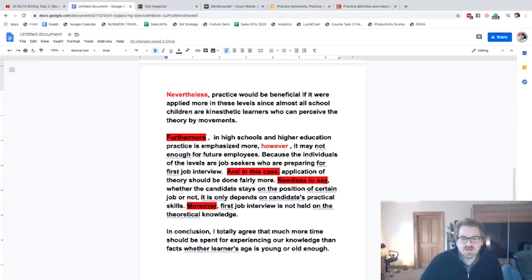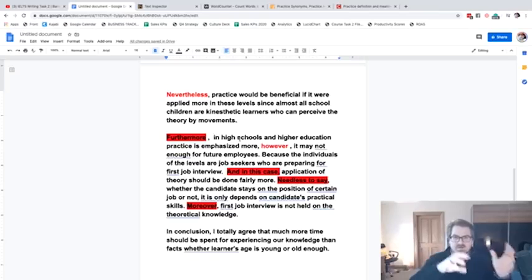However, it may not enough for future employees. Because the individuals of all levels are job seekers who are preparing for first job interview, and in this case, application of theory should be done fairly more. Needless to say, whether the candidate stays on the position of certain jobs or not, it is only depends on candidate's practical skills. Moreover, first job interview is not held on the theoretical knowledge.